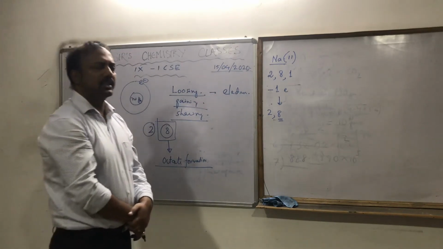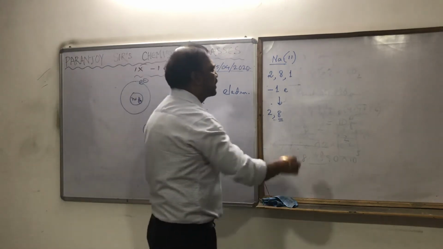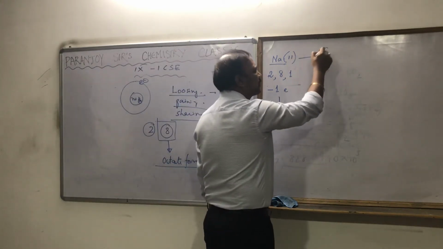How many electrons does it lose? It is losing 1 electron. So what is its valency? Its valency is 1.